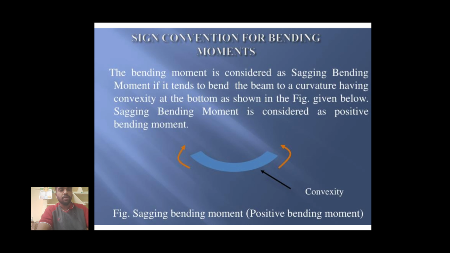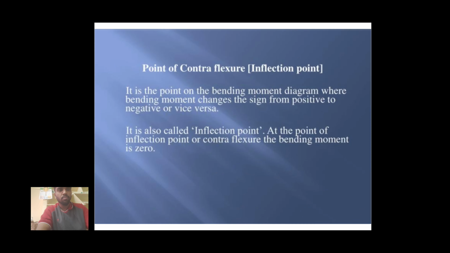Sign convention for bending moment. The bending moment is considered as sagging bending moment if it tends to bend the beam to a curvature having convexity at the bottom as shown in the figure given below. Sagging bending moment is considered as a positive bending moment. Sagging bending moment means a stretching bending moment or positive bending moment.